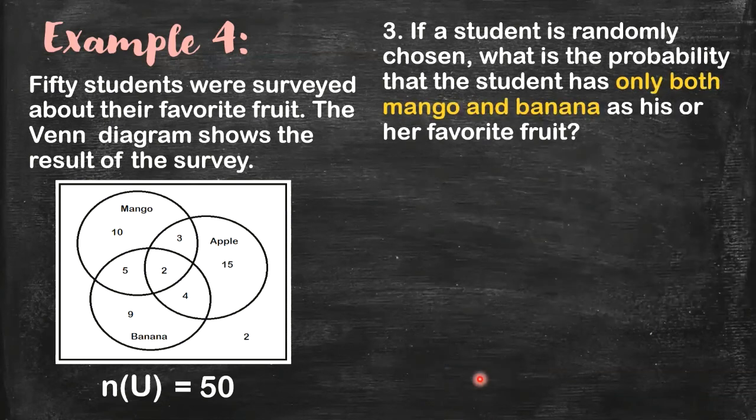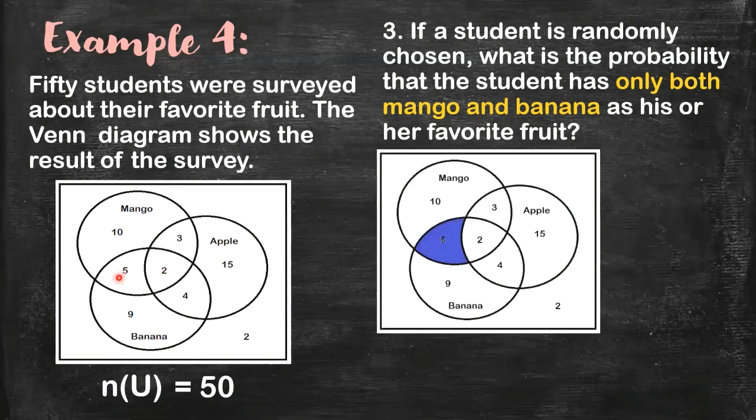Last question. What are the key terms? Only both mango and banana. If you check our Venn diagram here, where is the portion that represents mango and banana? Where is that? This is mango, this is banana. So, this is their intersection. Okay? Now, it says here, only both mango and banana. So, you cannot include 2 here because these two also like apple, since they are inside this circle for apple. So, not this. So, it's only this 5.